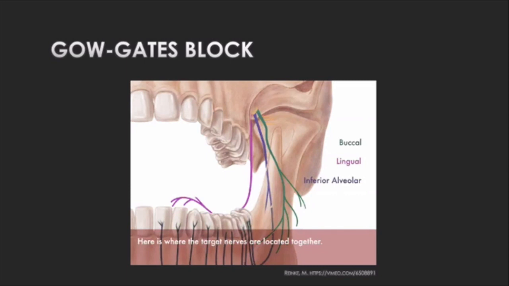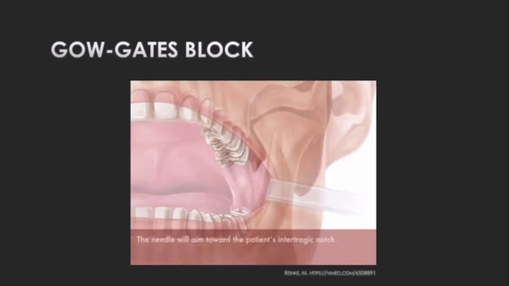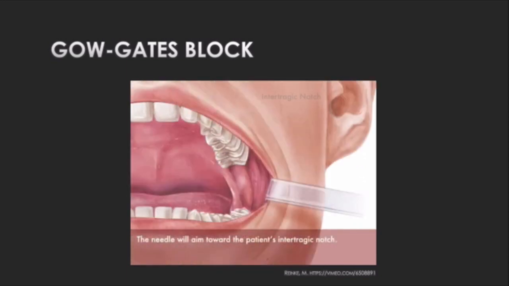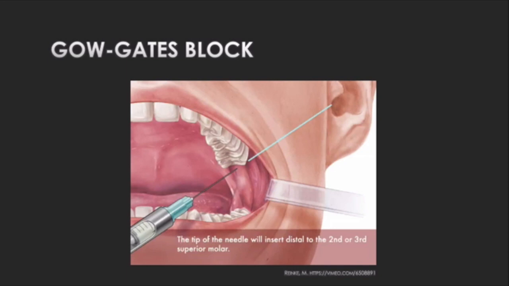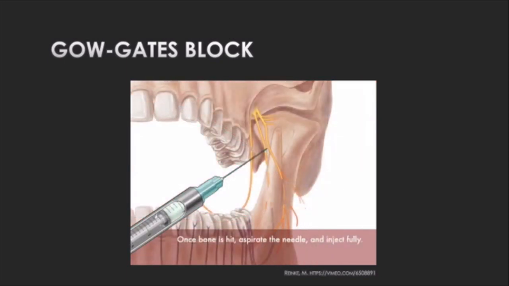Once again, here's your anatomy. Okay. And so what you're aiming for is the condyle, so you want to hit the bone, but you want to direct it towards your ear, the intertragic notch right here. And you want to inject behind the second or third molar, and you want to hit the condyle. That's what you're aiming for. And then there's your nerve block.